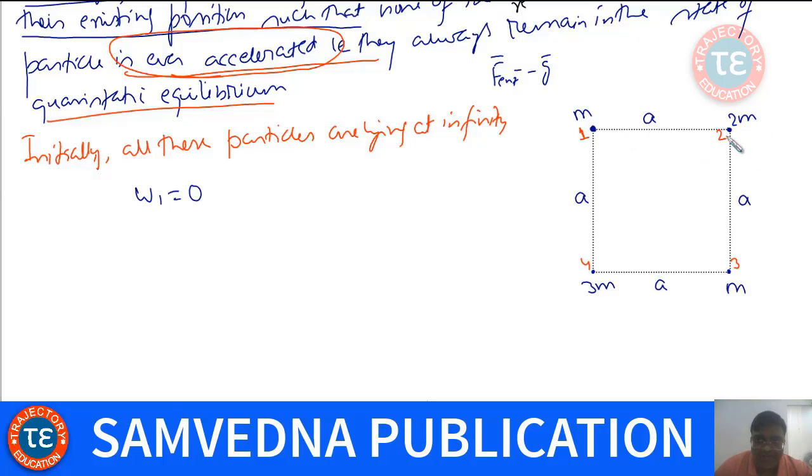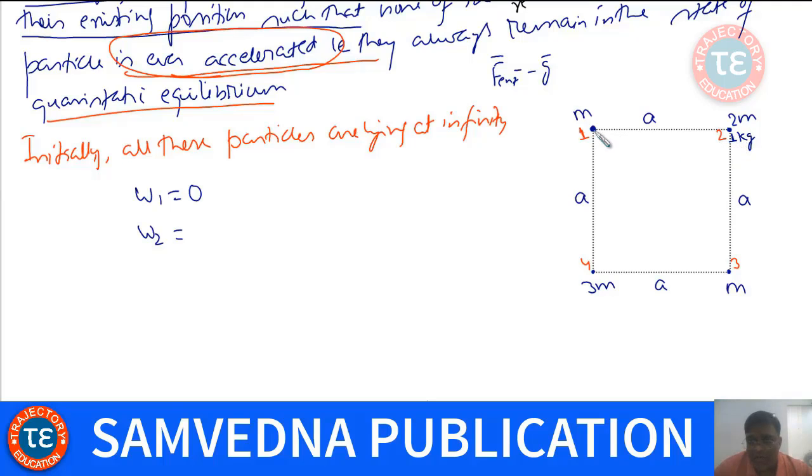Now let us bring the second particle, that is the second particle of mass 2m. So what is the work done in bringing the second particle? See, before I answer this, let us find the answer to this question. If I bring 1 kg of mass from infinity to this position, what would be the work done?